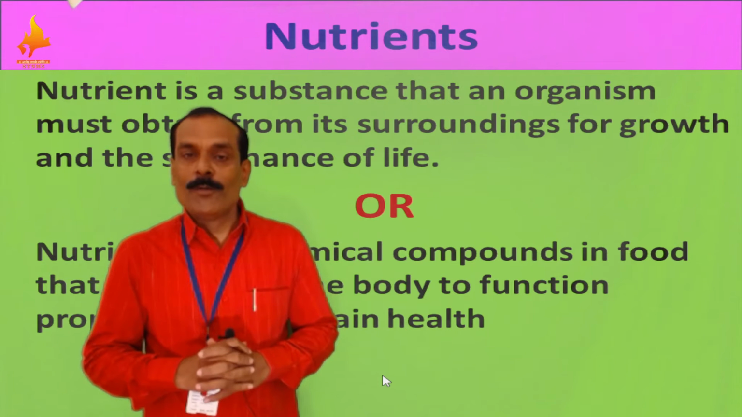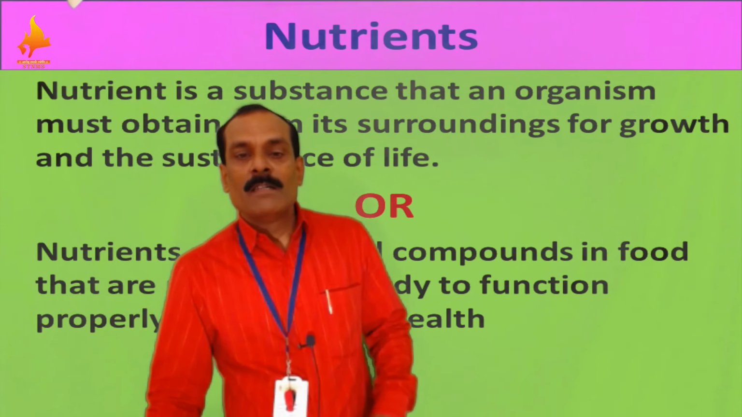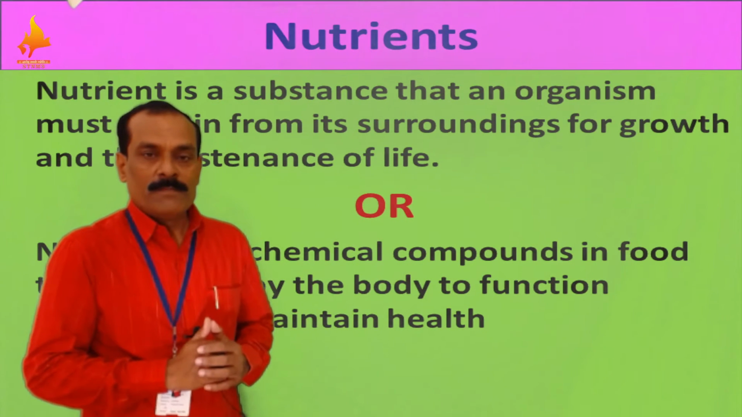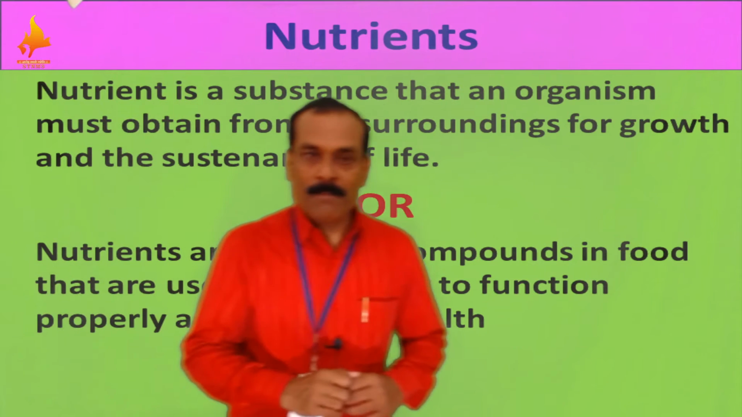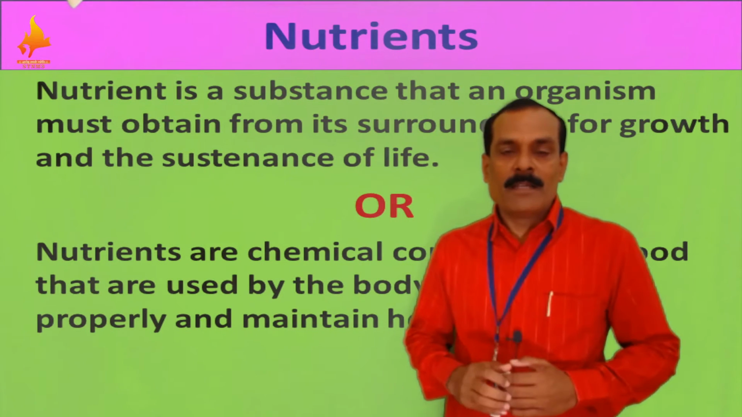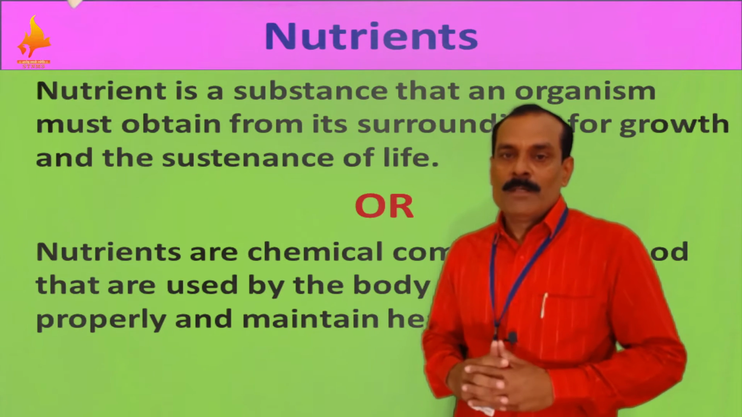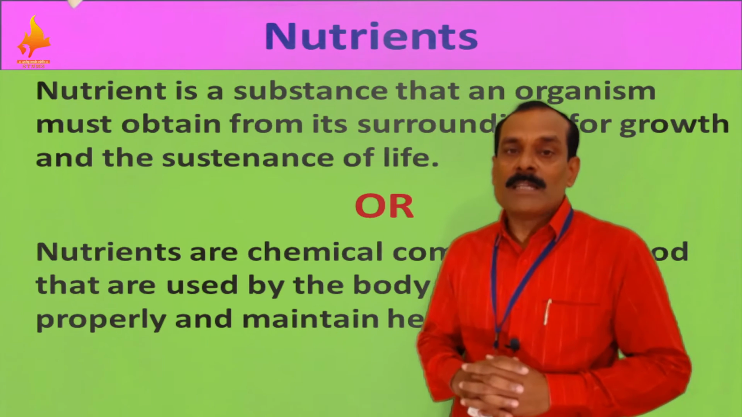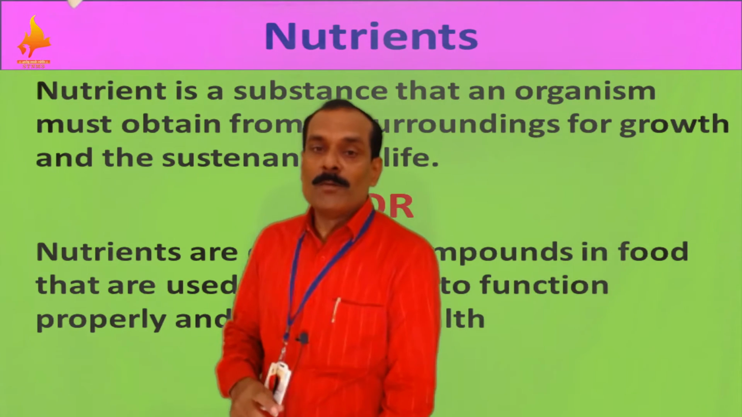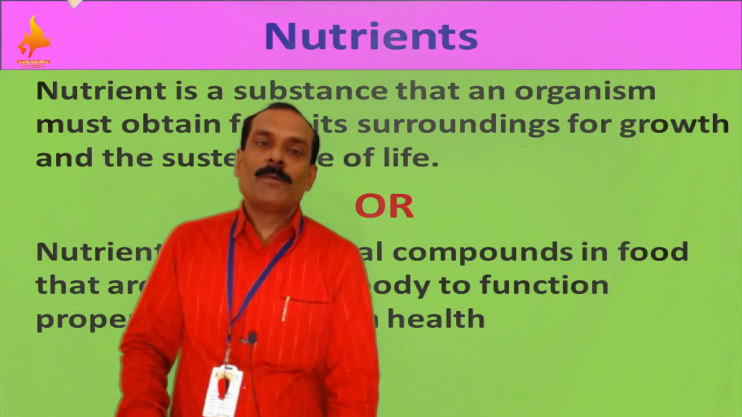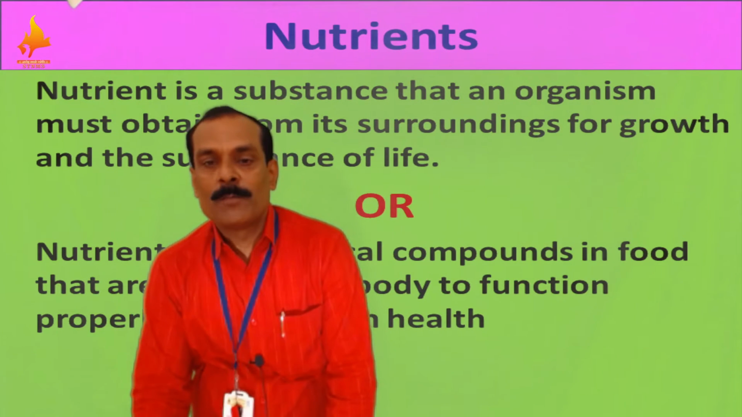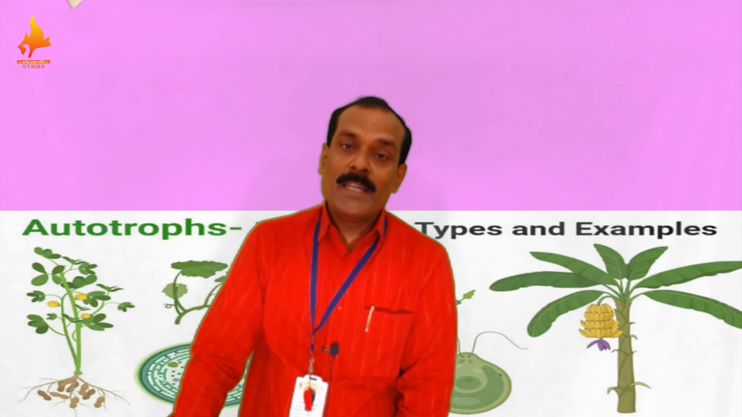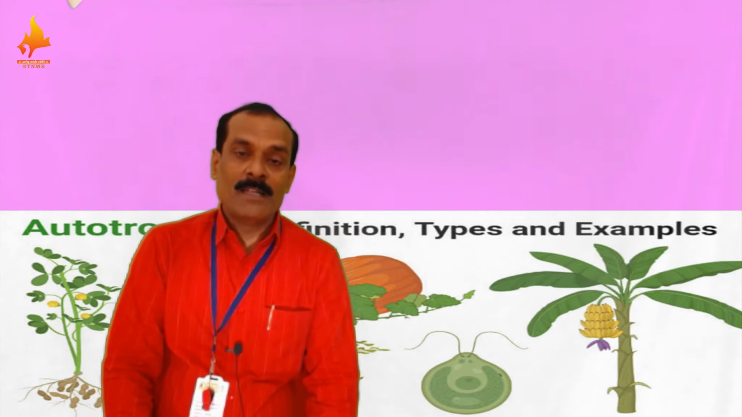Yes, so now we know what nutrients are: the substances or chemical compounds present in the food, which provide us energy and are useful for maintaining proper health and growth. They also help our body to grow and for its maintenance. So these are the nutrients. Now we know the various examples of nutrients, as you know: carbohydrates, proteins, vitamins, minerals and so on. In nutrition, the next concept is autotrophs, or the types of nutrition.